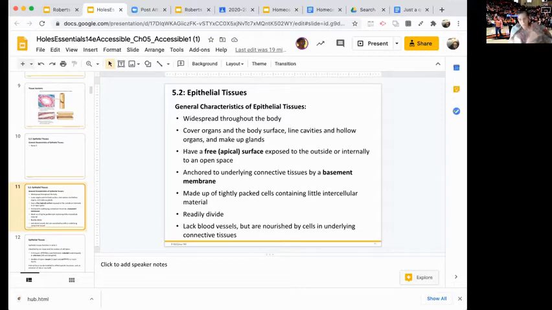In order to get nutrients that way, you have to be fairly thin. So when we talk about physiology and function and anatomy structure, if you were too big and thick, there's no way blood could diffuse all the way to the outer cells. So epithelium in general is really thin because it's going to get all of its nutrients through diffusion, because there are no blood vessels in there. All right.